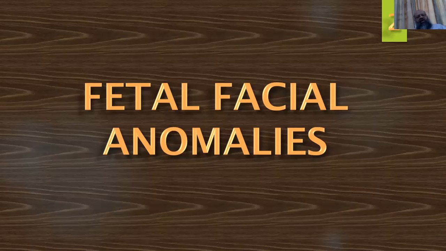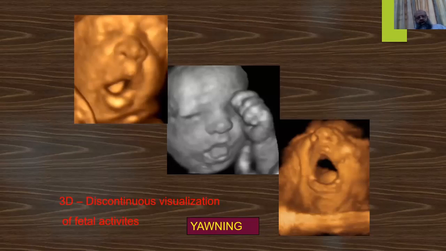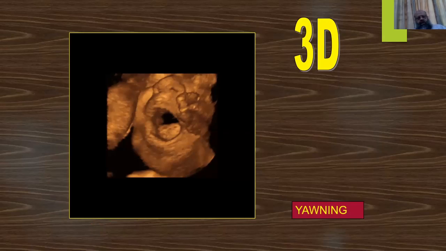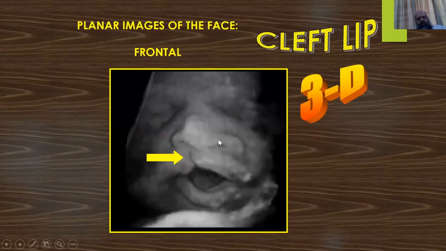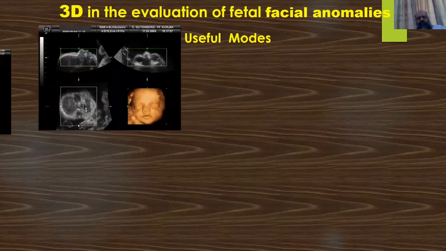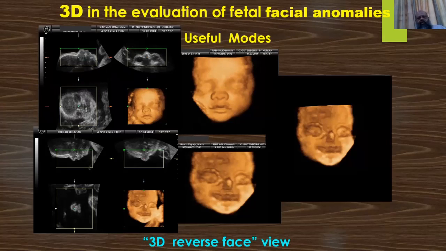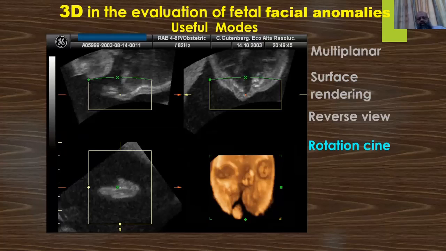Then there are the main facial anomalies. This is yawning, 3D. And here you can see cleft lip. This is 3D of the cleft lip. We can have multiplanar surface rendering, reverse view and rotation cine to diagnose the cleft lip or any facial defects.